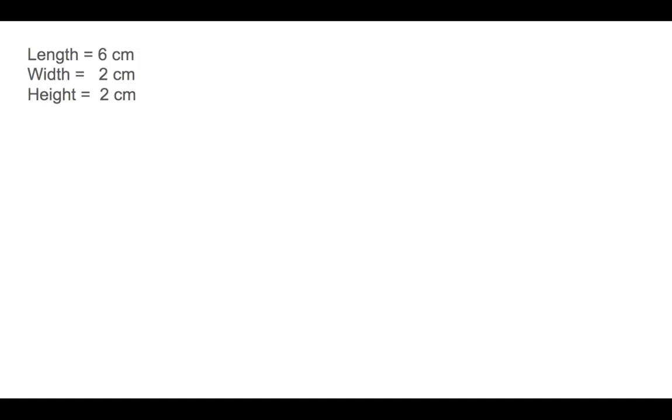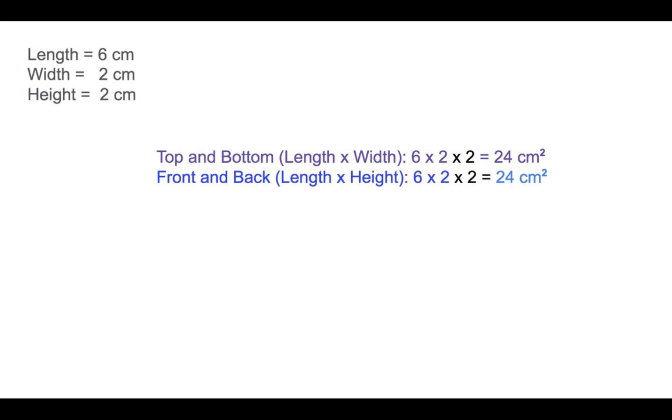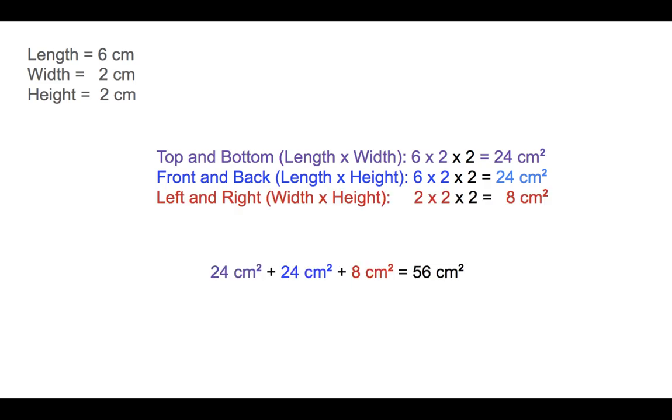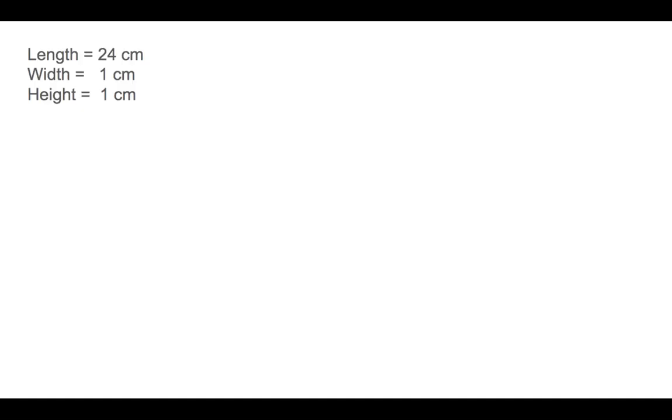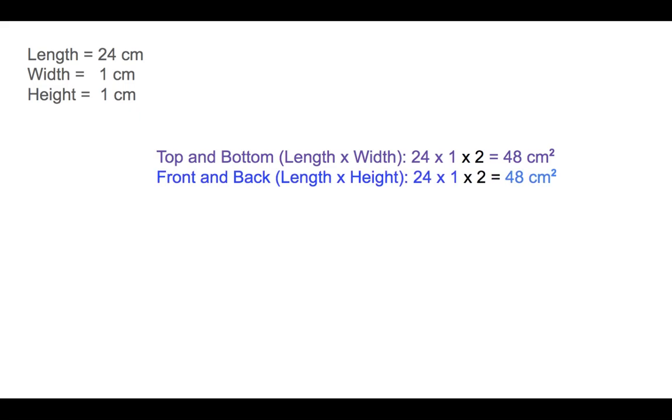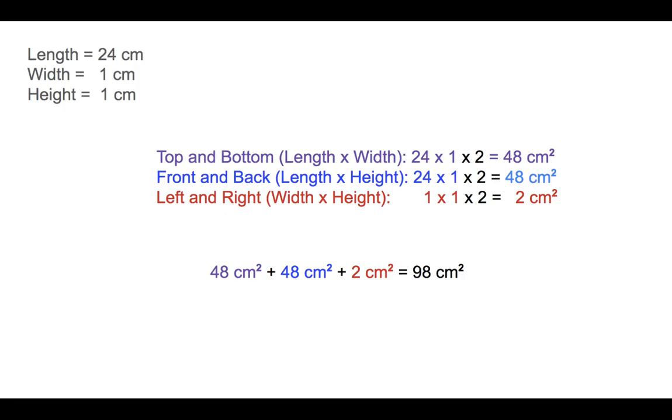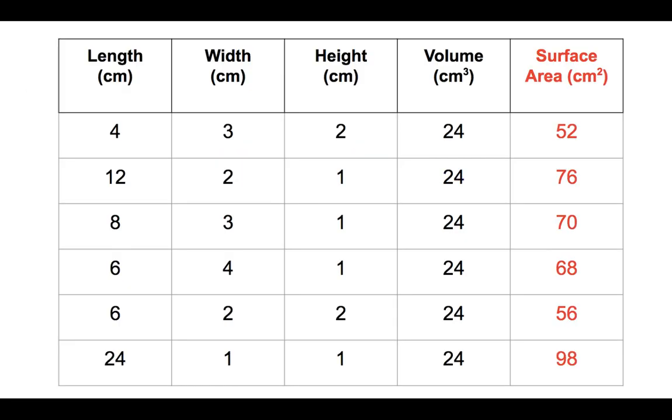The 6 by 2 by 2, again, top and bottom is 24 squared centimeters. The front and back is 24 squared centimeters as well. And the left and right is 8 squared centimeters, so a total of 56 squared centimeters. And the last one, oh, that's a long one. We've got the 24 by 1 by 2, which is 48 squared centimeters, and 48 squared centimeters again, and 2 squared centimeters, a total of 98 squared centimeters.